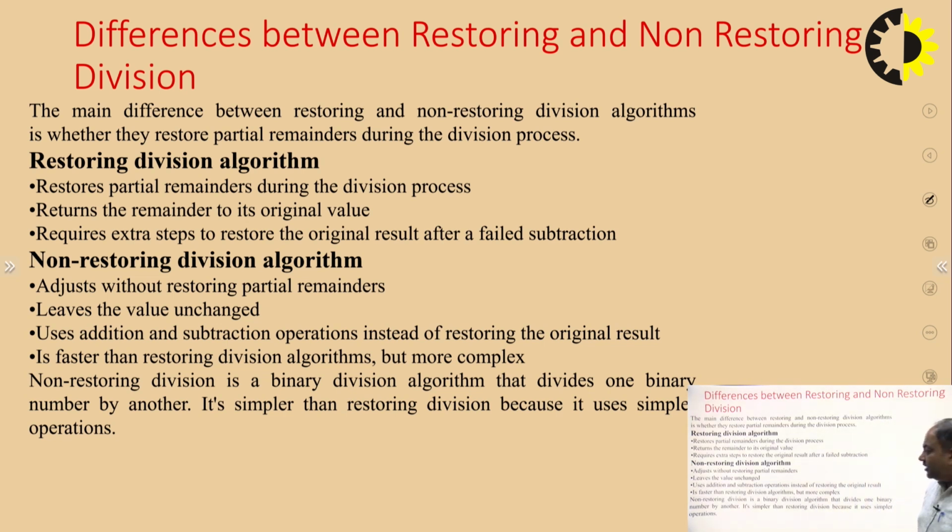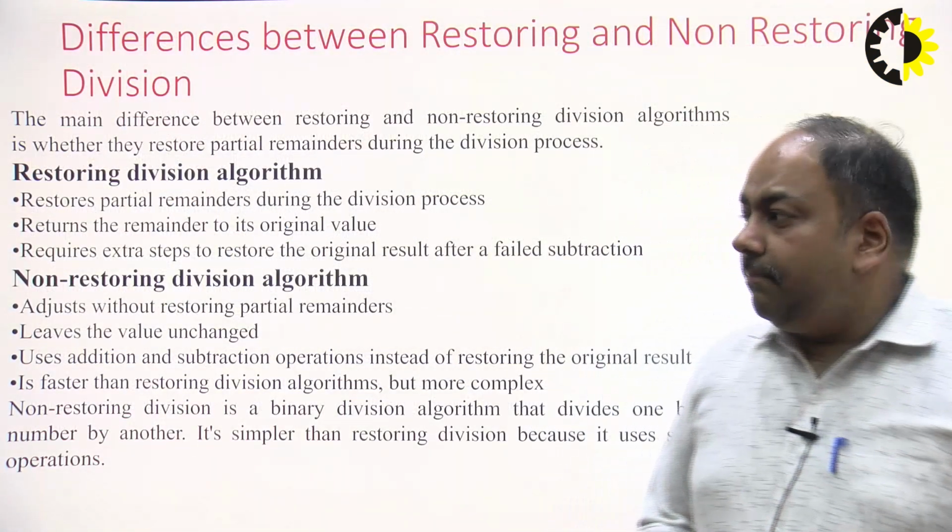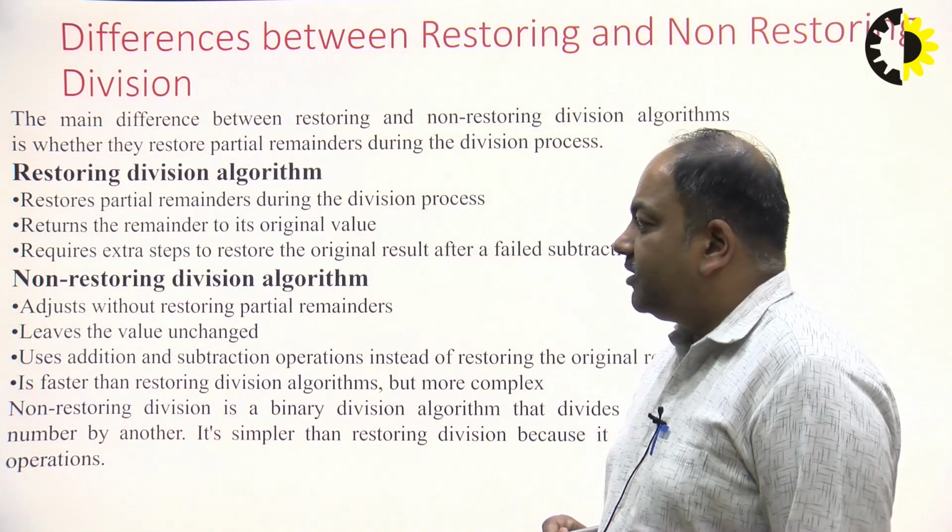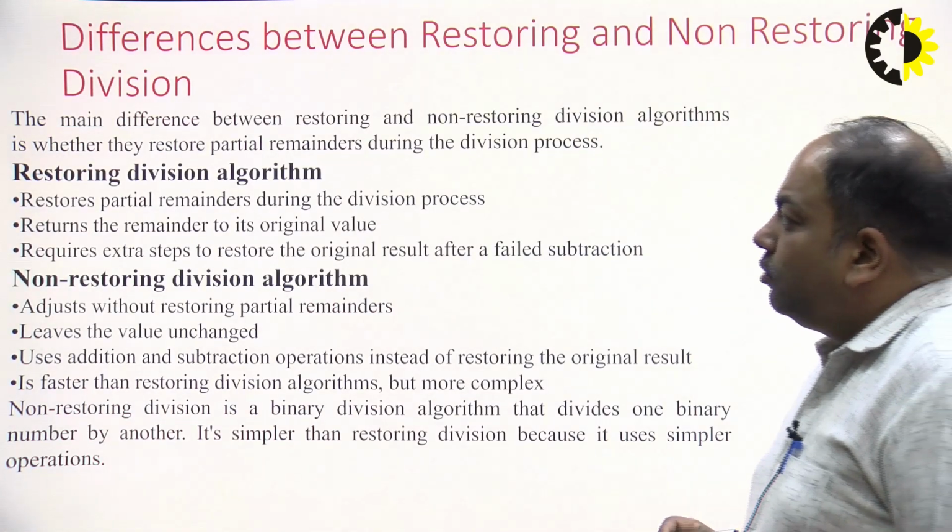It is also faster than restoring. Non-restoring division is faster, but it is more complex than restoring division, as in restoring division we save the values and we don't need to do an extra iteration of addition and subtraction. So, non-restoring division is a binary division algorithm that divides one number by another. I think this makes it clear how we do non-restoring division.